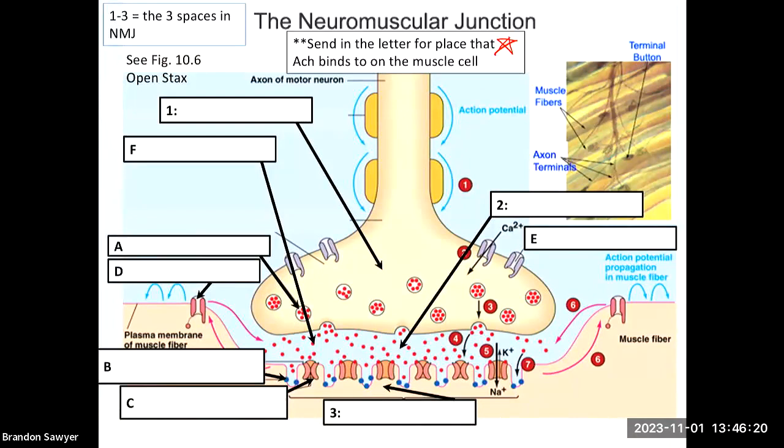Oh, wait, no, one is the piece. Sorry, one. There's one on here, but is A vegetables? Yeah, that's called acetylcholine. Yeah.